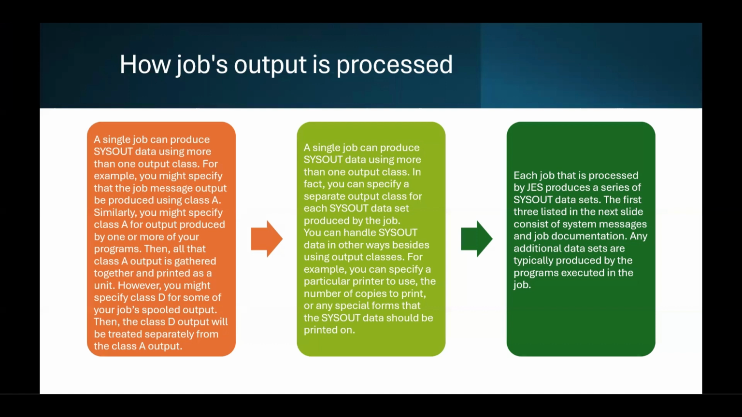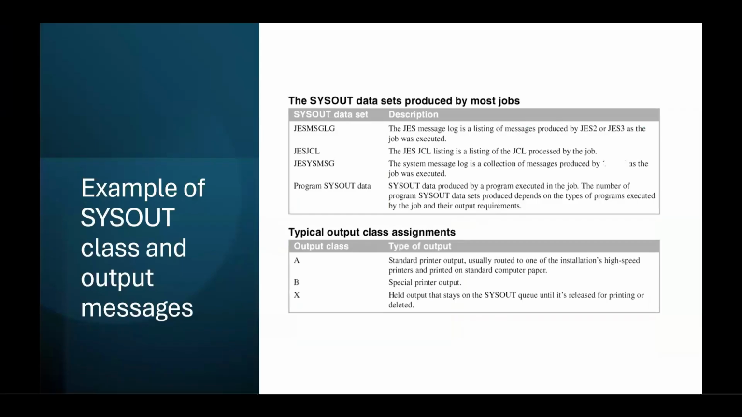Each job that is processed by JES produces a series of SYSOUT data sets. The first three I'll be showing in the next slide, and also I'll be showing the practical messages. The three listed in the next slide consist of the system messages and the job communication. Any additional data sets are typically produced by the program executed in the job. So we will move to the next slide, where I'll be showing you the types of data sets or SYSOUT messages we get as each job is processed. So yeah, this is the example of SYSOUT class and the output messages.